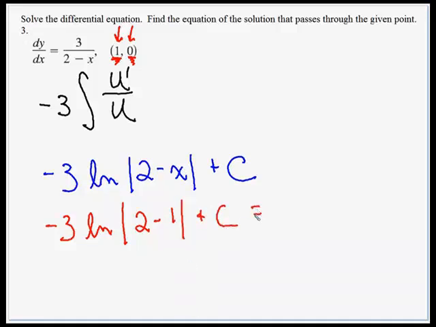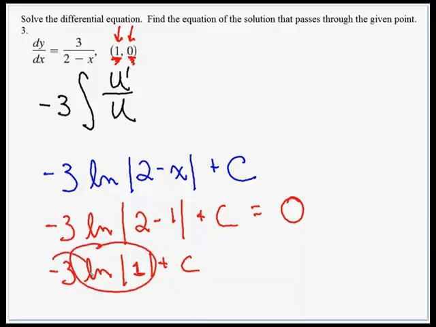Plus c, the whole thing is equal to 0. So let's see what goes on. We have negative 3, the ln of 2 minus 1 is 1, plus c. Well, the natural log of 1, I hope you have that memorized by now. The natural log of 1 is 0. So this becomes a 0, which wipes out the negative 3. So we get c is equal to 0.